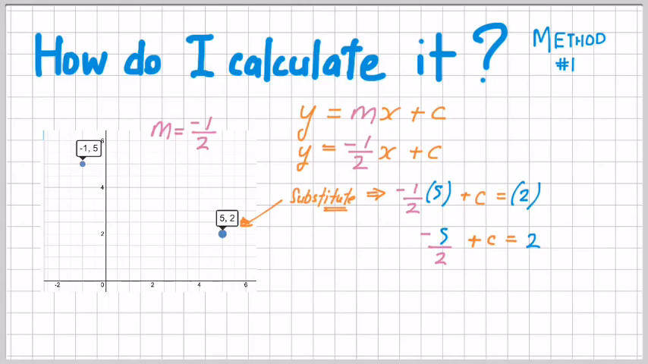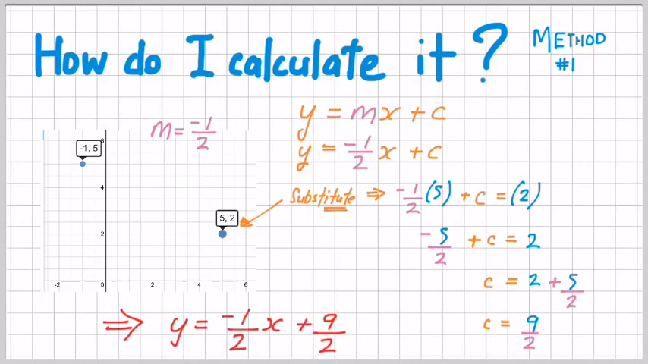Doing a bit of multiplication gives us negative 5 over 2 plus c equals 2. Rearranging this equation gives us c equals 2 plus 5 over 2. And that produces our y-intercept of 9 over 2. Or in other words, 4 over 5. So finally our equation becomes this. And there's a nice straight line for you.